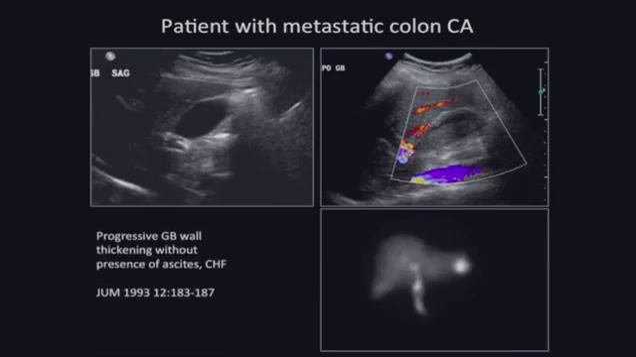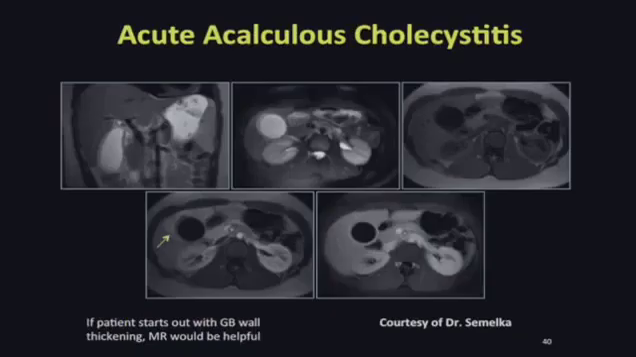So again, acalculous cholecystitis: be aware of the progressive gallbladder wall thickening without the presence of other causative factors. If the patient starts out with gallbladder wall thickening and we are suspicious of acalculous cholecystitis, MRI is also very helpful. Again, this case is courtesy of Dr. Semelka.